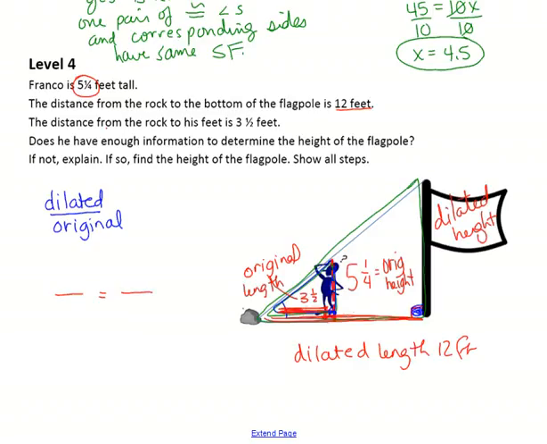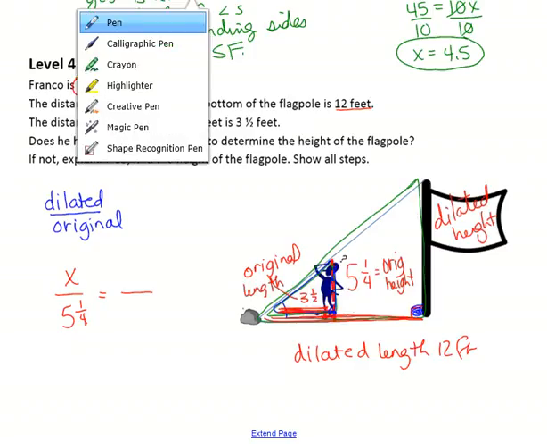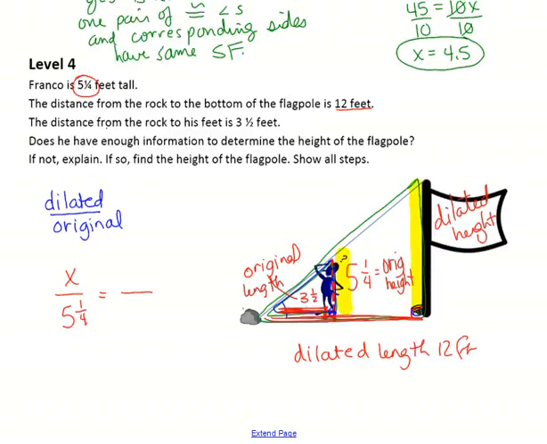So I'm going to go ahead and set up my proportion. I have the dilated height, and I'm going to use x over 5 1/4 is the original height. Okay, so that is these numbers. And then the second is going to be my dilated length over my original length. Dilated length on the top is 12 feet. Original length on the bottom is 3 1/2. Then I write my equation and solve it.